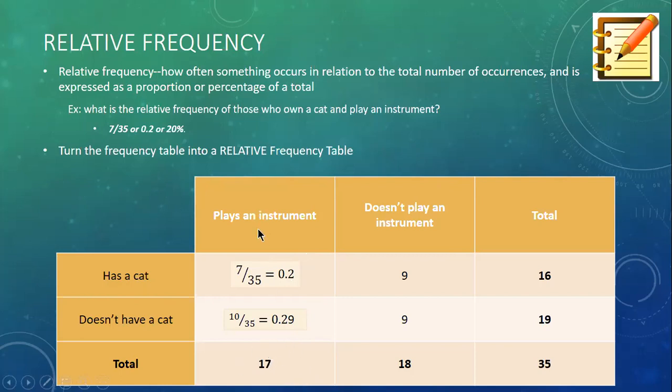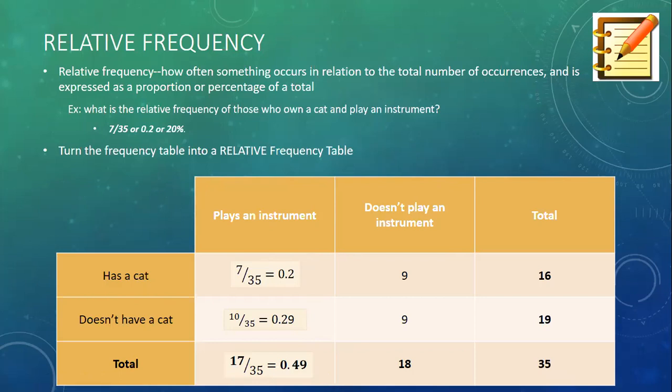So suppose I wanted to see, hey, what's the relative frequency of kids that played an instrument compared to the total number of kids? So what's the percentage of kids that played an instrument out of the class? So I can do the total over 35, and that gives me my 0.49. So 49% of the kids played an instrument.